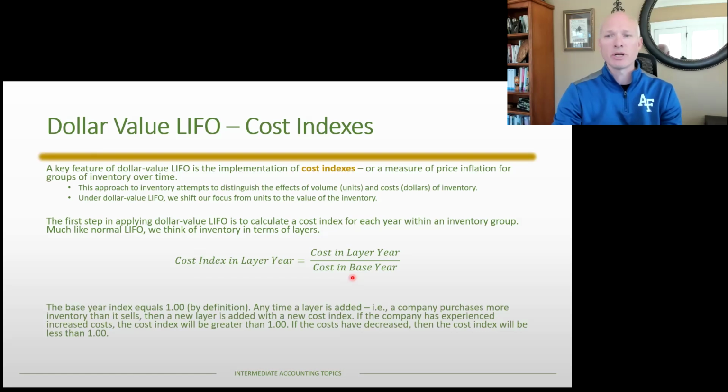And so how do we interpret a cost index? Basically, the index for the base year, by definition, is going to be 1, because the cost in the base year over the cost in the base year must be 1. Whenever you add a layer, it means you're purchasing more than you're selling. Anytime a layer is added, you will have a new cost index.